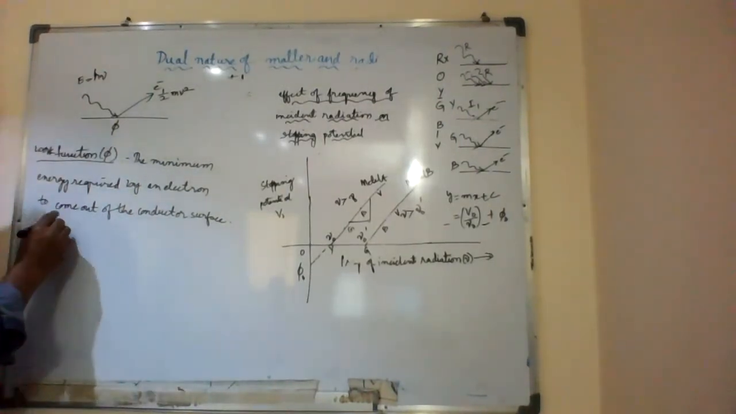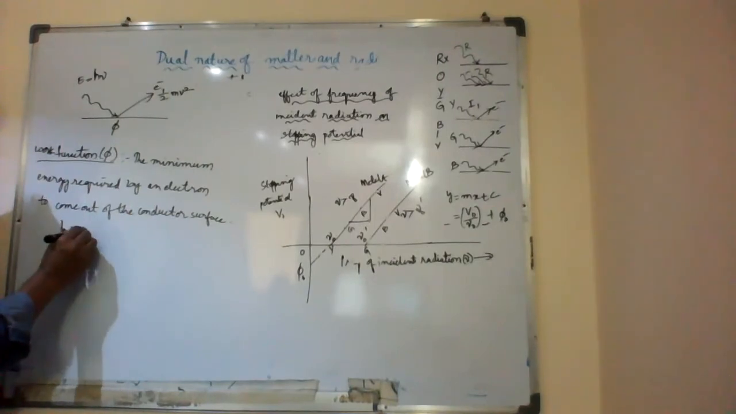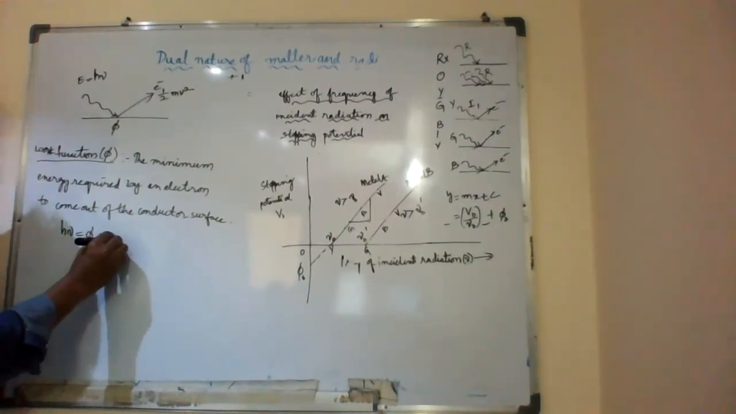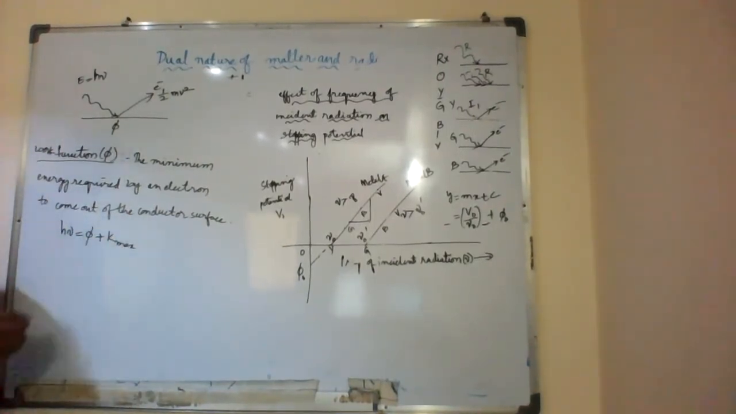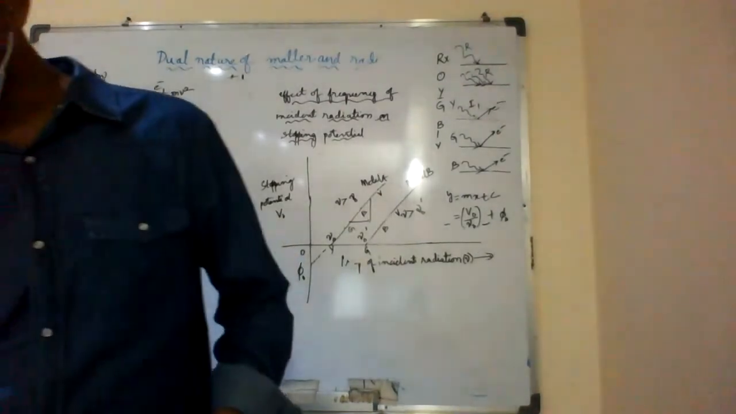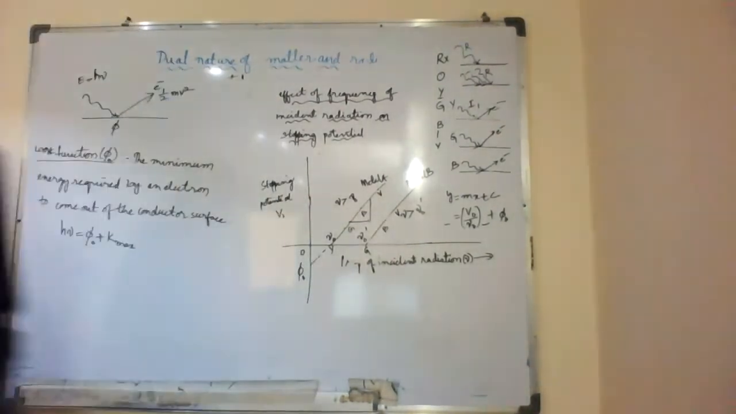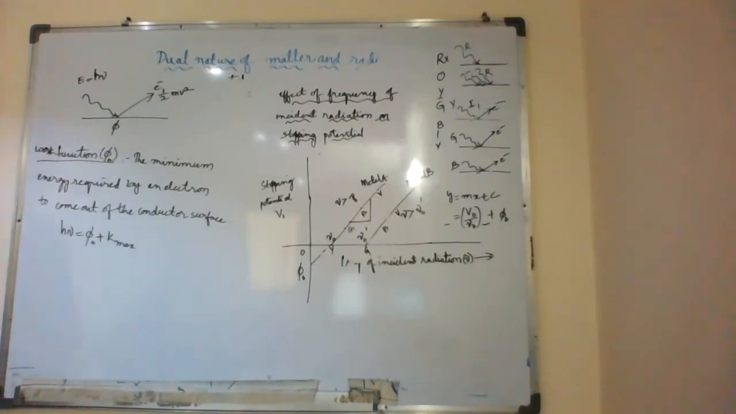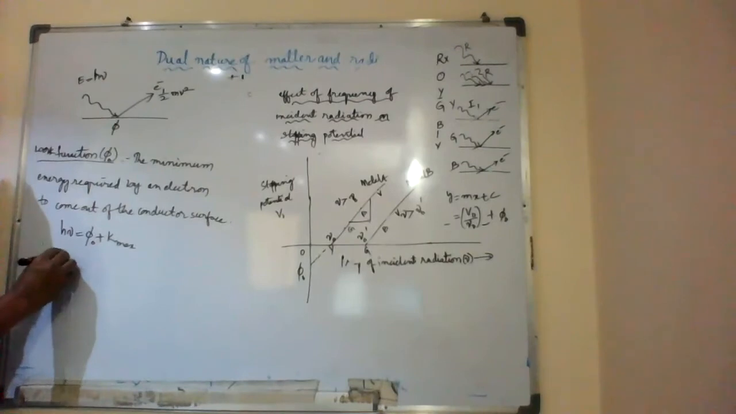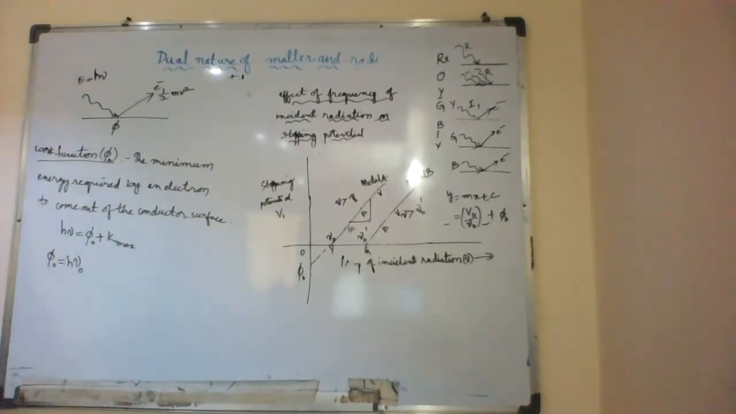So how do we write here? H nu is equal to phi plus K max. H nu is equal to phi 0 plus K max. What is phi 0? Phi 0 is the work function. So what is generally phi 0? Phi 0 can be written as H nu 0, right? Can we write like this? Because that is a work function.